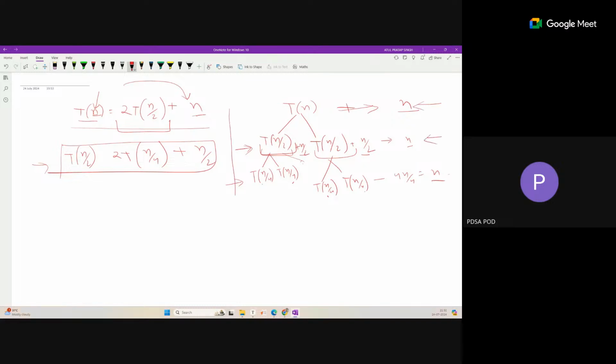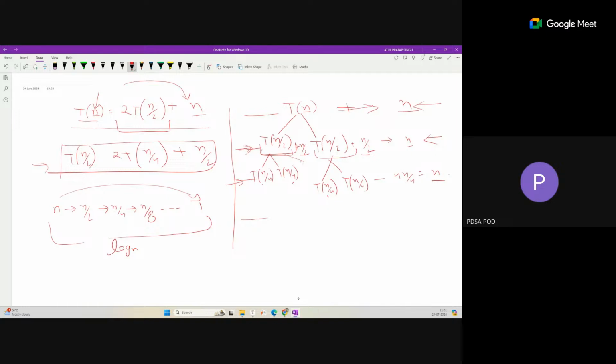And now how many levels are required? You are starting from n. Next is n/2, next is n/4, next is n/8, and so on till 1. So how many steps are there? These are log n steps actually. In log n steps you will reach 1. So here the total levels are also log n.